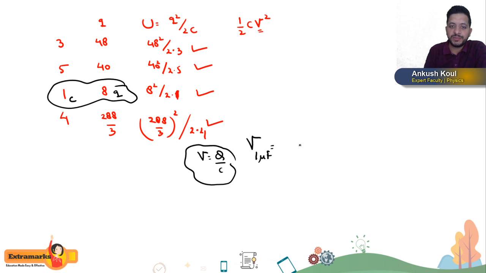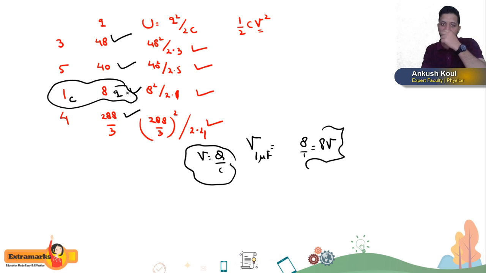So this value will be Q by C and it will be 8 by 1, which is 8 volts. Similarly, you can find the potential across any of these capacitors: 3 microfarad, 5 microfarad, 4 microfarad, 1 microfarad. Things are very simple. When we look at circuits, it looks like a very complex thing, but if we go step by step and follow the proper definition of series and parallel, things become very easy for us.